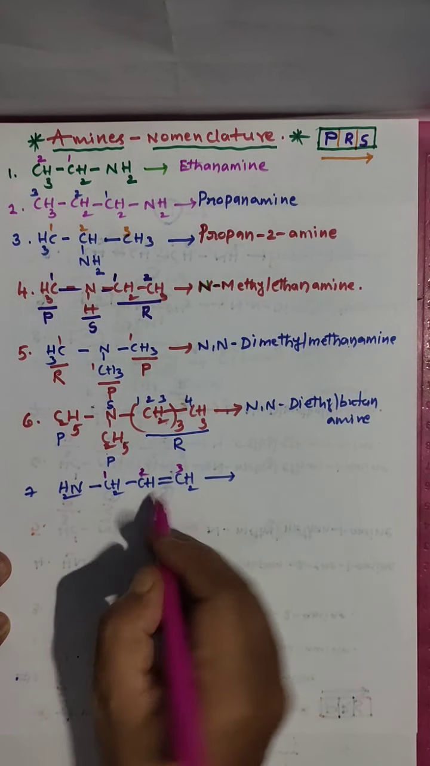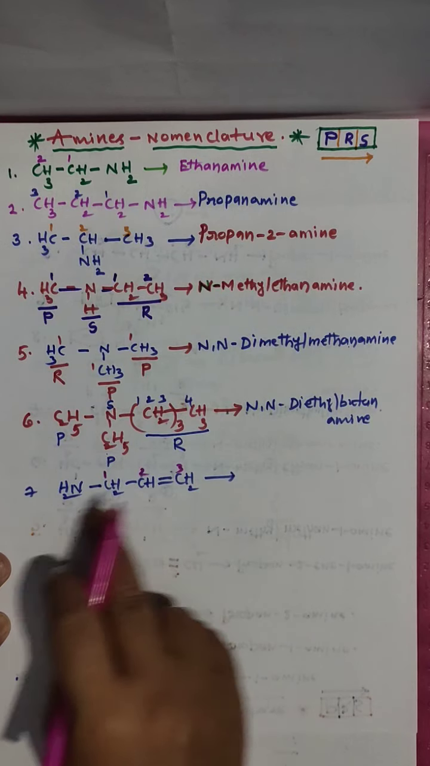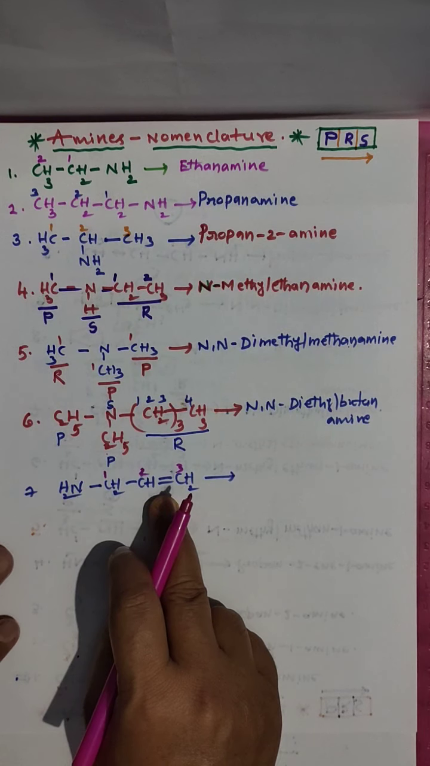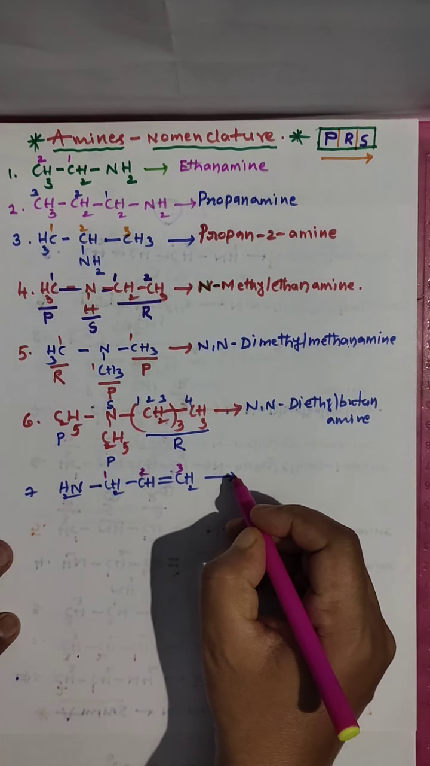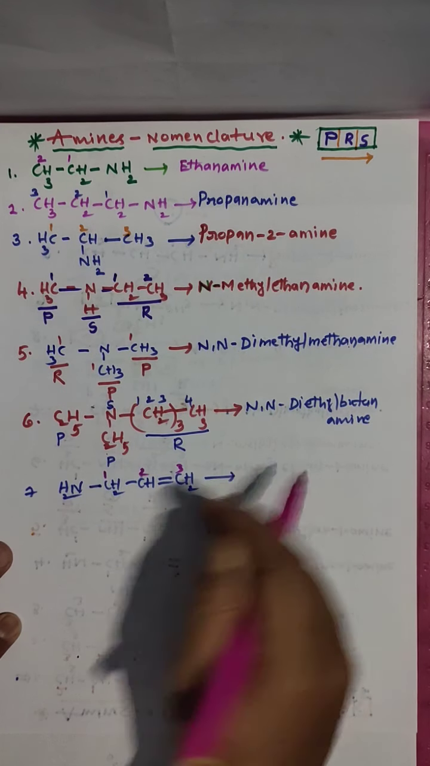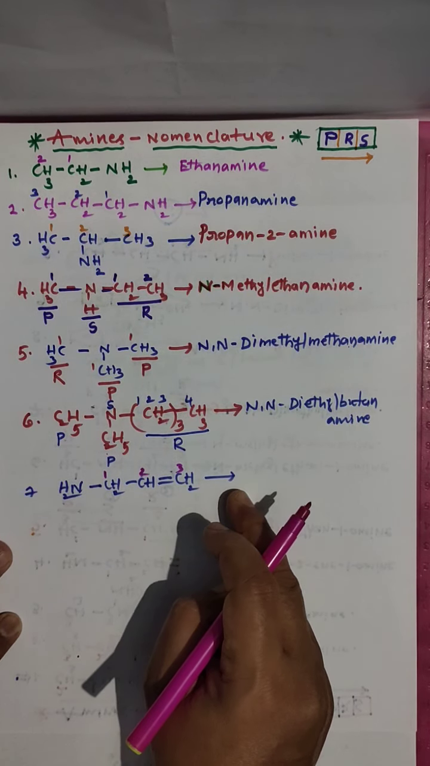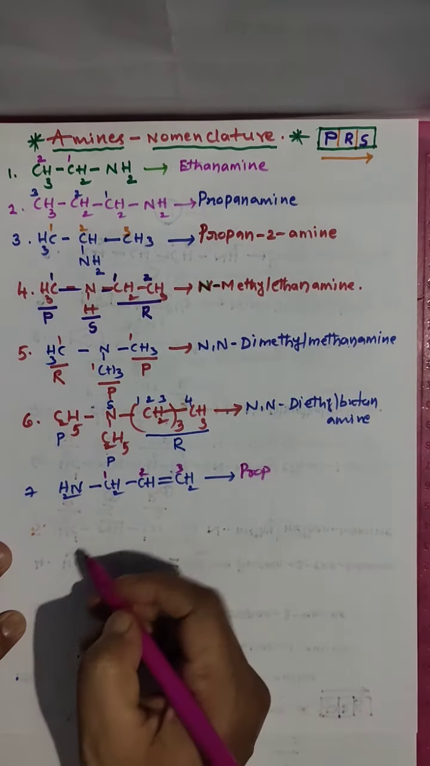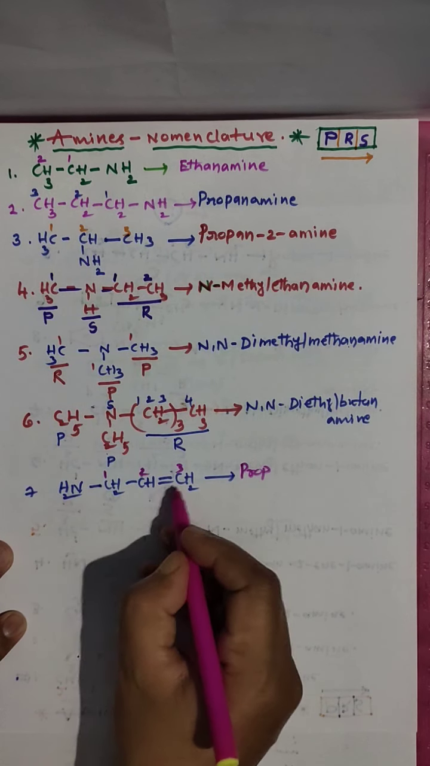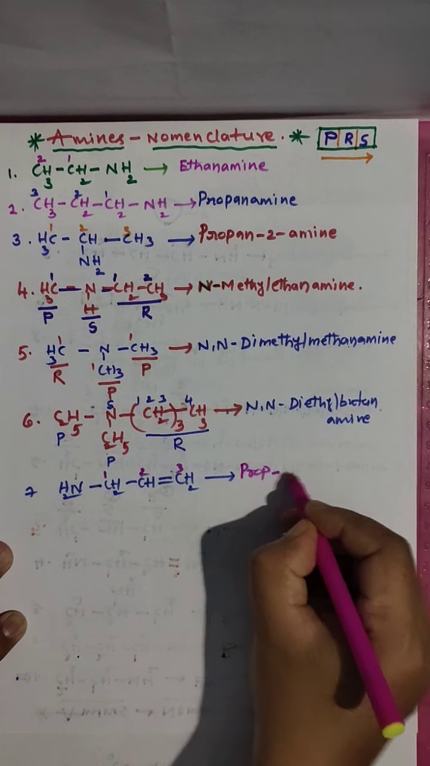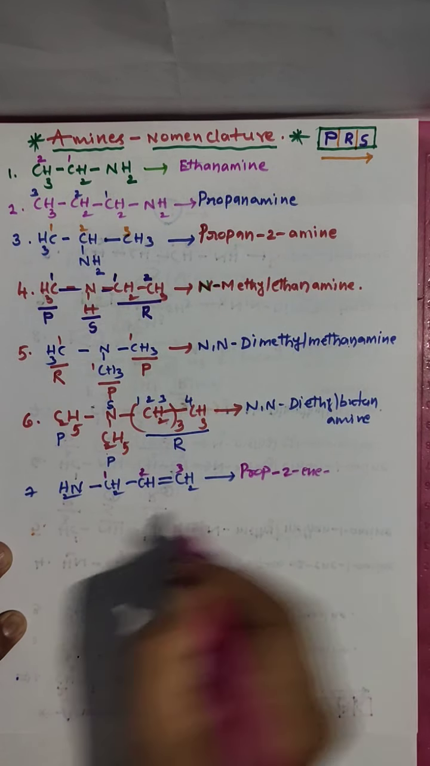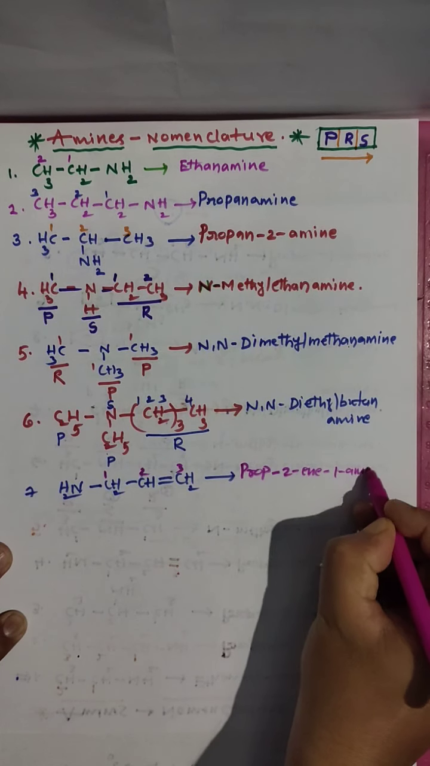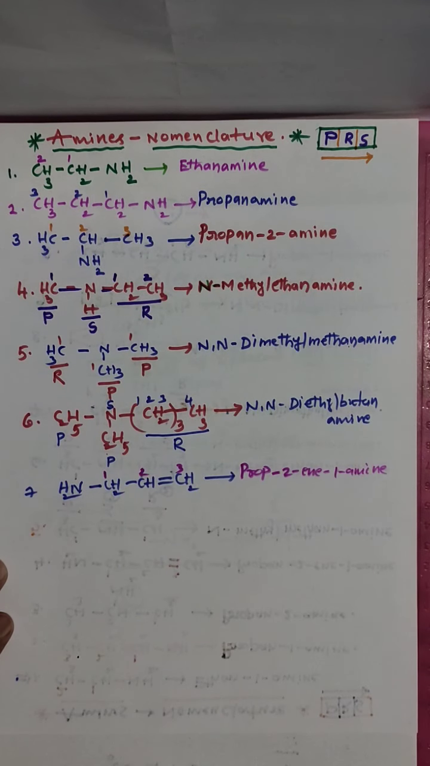Go for now. This is the root word, and this is the functional group. This is also a functional group. So first I am writing the prefix. What is the prefix here? No prefix. Directly we have to start with the root word. Root word, how many carbons? 3 carbons. So prop. Next, the double bond is there. At which position? Second position. Prop, 2, en, and next amine. Amine at which position? First position. Prop, 2 en, 1 amine.